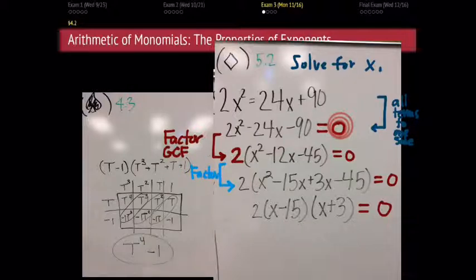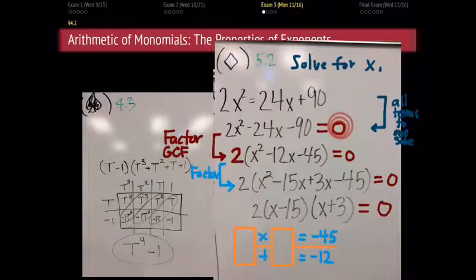So where did your factorization come from? What's going on here with this 15x and this 3x? Exactly. So you played the little sum and product game. You're looking for a pair of numbers which, when you multiply them together, you get negative 45. And when you add them together, you get negative 12.